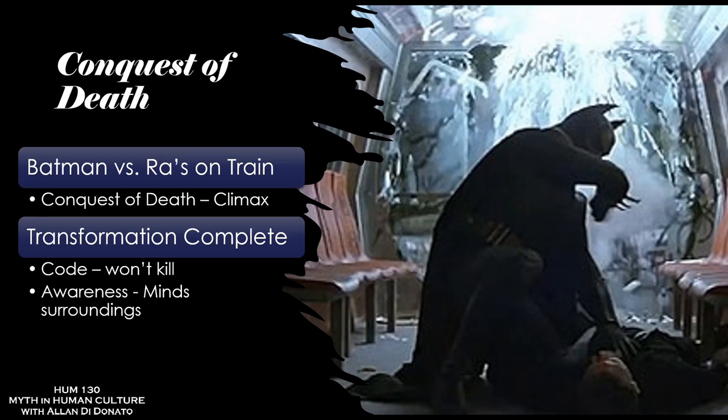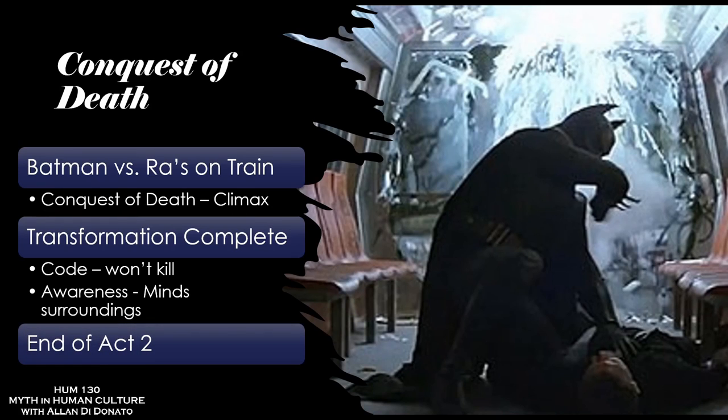You get an idea that he has a code now. And he isn't aware of what's going on. He does mind his surroundings in the battle. And that's essentially the end of Act 2. Okay? Threat averted, or destruction averted, threat dealt with. And we move into Act 3.